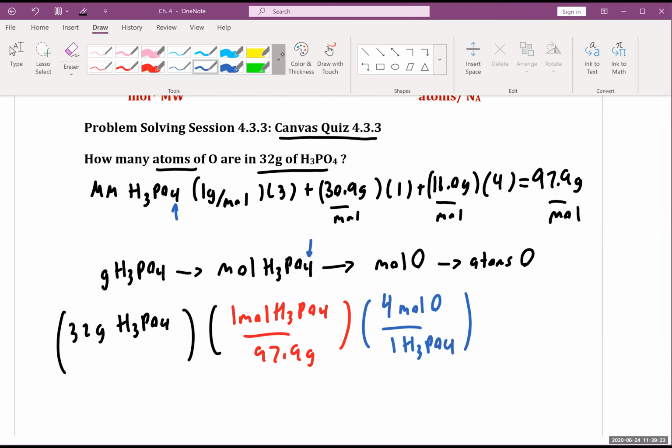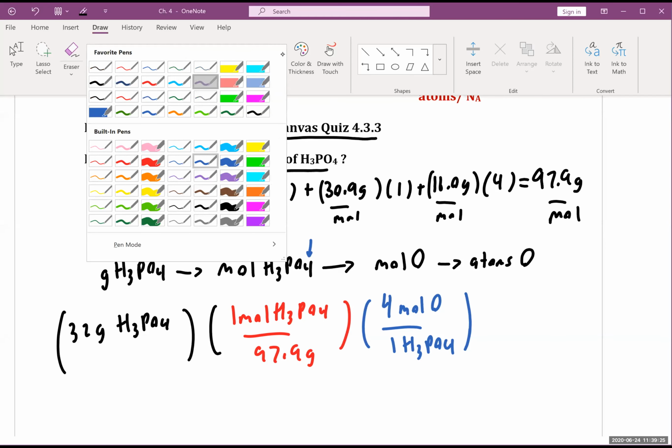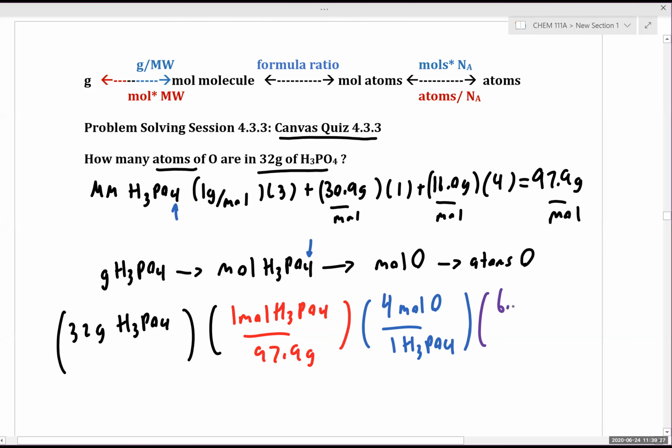Finally, if we're going from moles to atoms, we use Avogadro's number, which means we have 6.02 times 10 to the 23rd atoms per 1 mole of oxygen. The moles of oxygen cancel. Let me fill this in. The moles of phosphoric acid cancel, and the grams of phosphoric acid cancel.